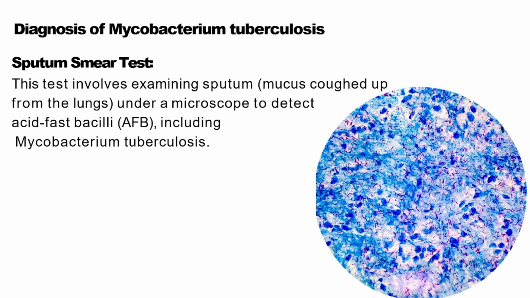Acid-fast staining is commonly used to detect the characteristic acid-fast bacilli of Mycobacterium tuberculosis. The main staining used in the sputum smear test is the acid-fast staining, and the results look like this figure. As you can see in this figure, different Mycobacterium tuberculosis bacteria are shown, which appear as red rod-like structures.